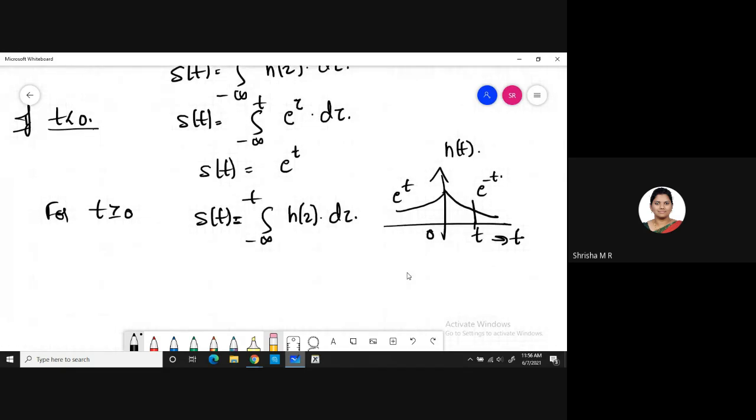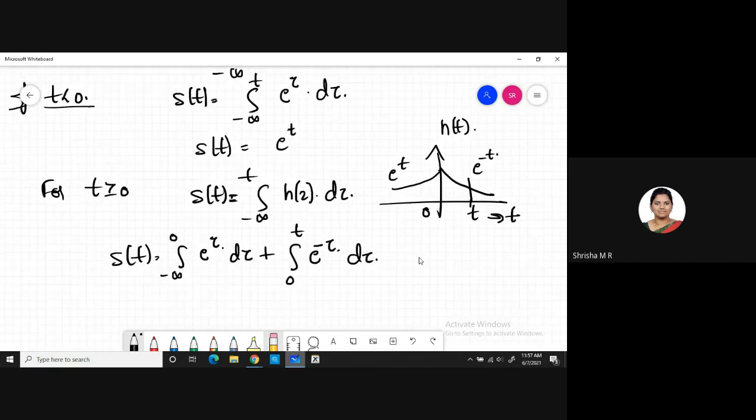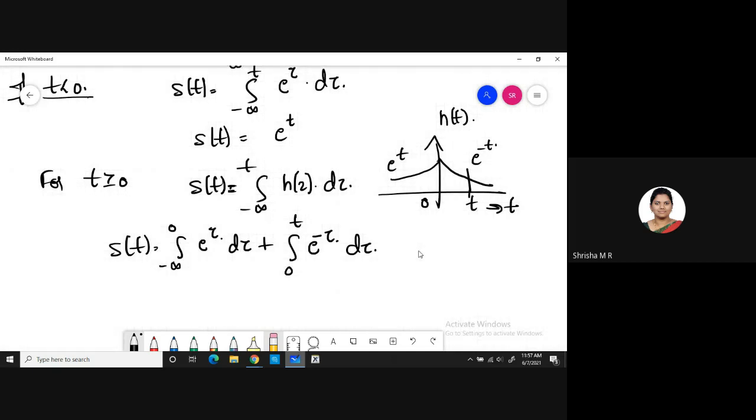Okay, so that time you'll have S of t equal to the integral from minus infinity to 0 of e power tau d tau, plus the integral from 0 to t, where t is some value greater than or equal to 0, of e power minus tau d tau. Because for positive values, t greater than or equal to 0, it's e power minus t, so I have substituted e power minus tau into d tau. Clear, everyone? Is it clear?